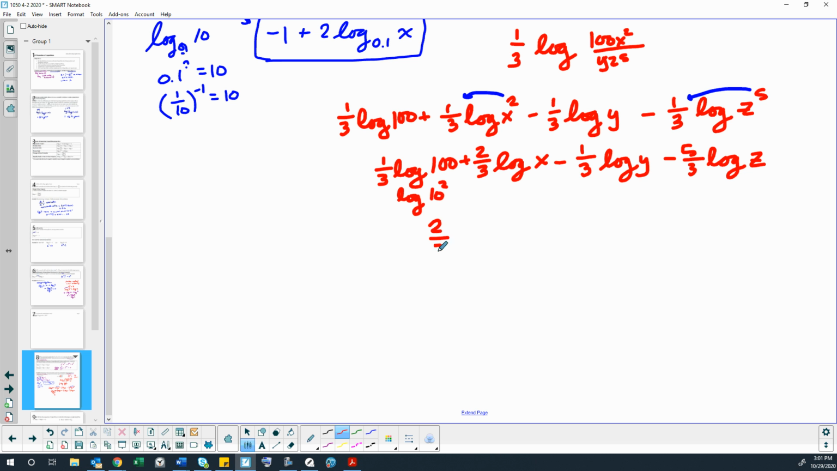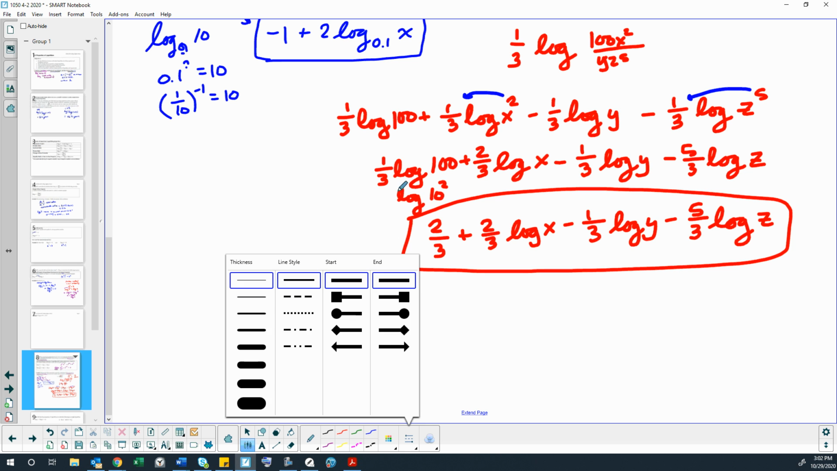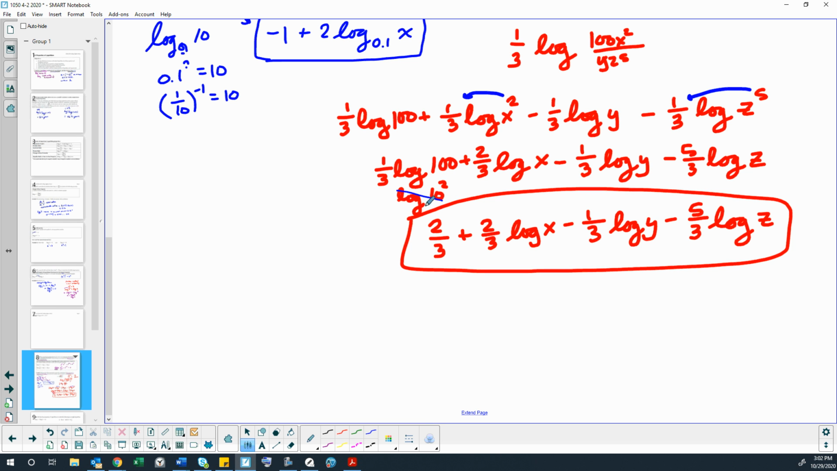So this whole problem could be simplified into 2/3 plus 2/3 log x minus 1/3 log y minus 5/3 log z. Everything has the third because everything was in the cubed root. The stuff in the numerator is positive, the stuff in the denominator, everything is negative. And here is our expanded and simplified logarithm. And I did do this little simplifying part where log base 10 of 10 turns into just 1. So that leaves us with a 2, and a 2 times the 1/3 is a 2/3.